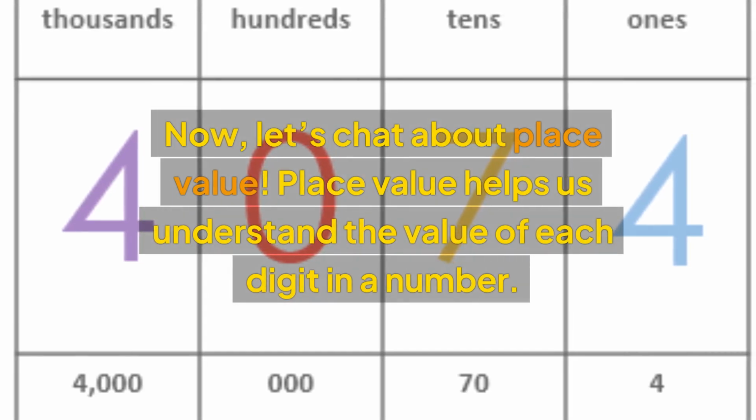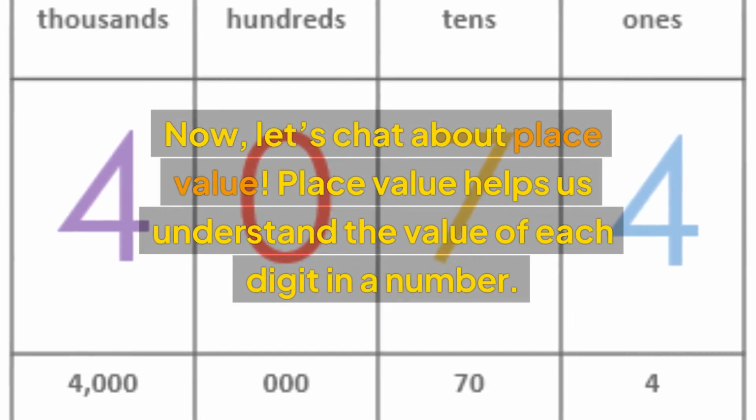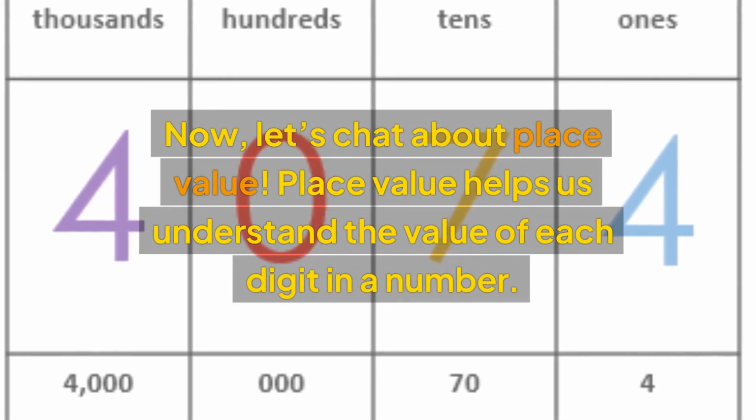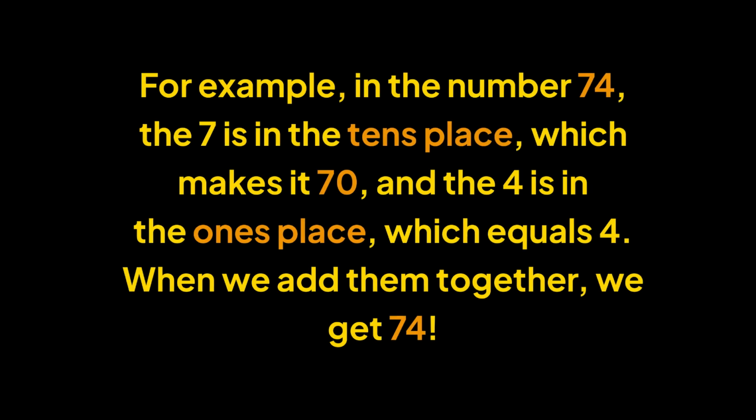Now, let's chat about place value. Place value helps us understand the value of each digit in a number. For example, in the number 74, the 7 is in the tens place, which makes it 70, and the 4 is in the ones place, which equals 4. When we add them together, we get 74.